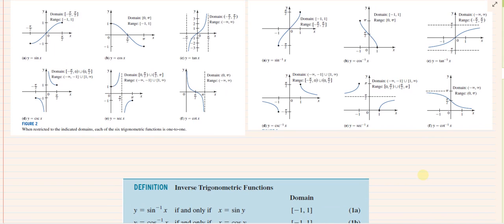But one thing that's important to note here is that not only the domain of the inverse, but the range of the inverse is important. So the range of sine inverse is from -pi over 2 to pi over 2. The range of cosine inverse is from 0 to pi, and so on and so forth.